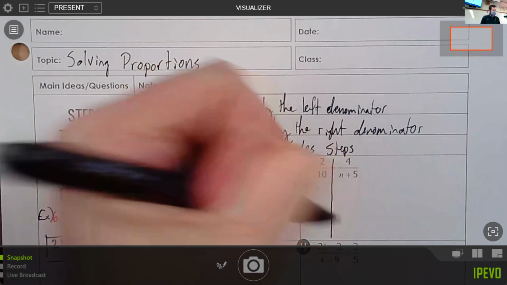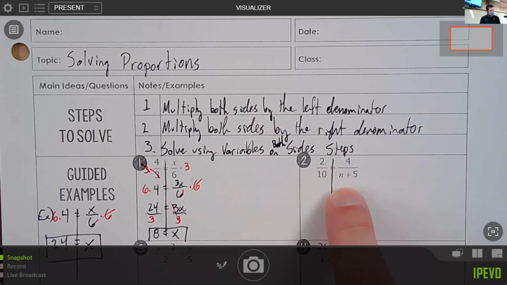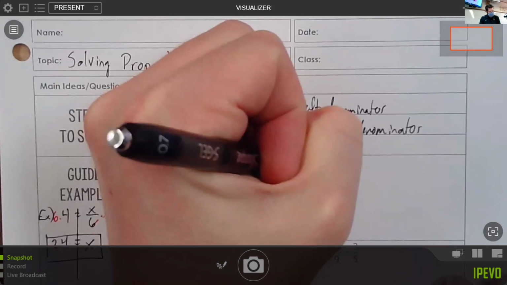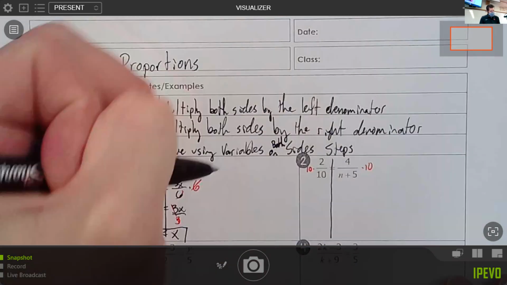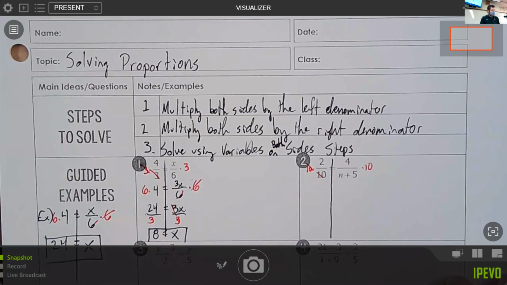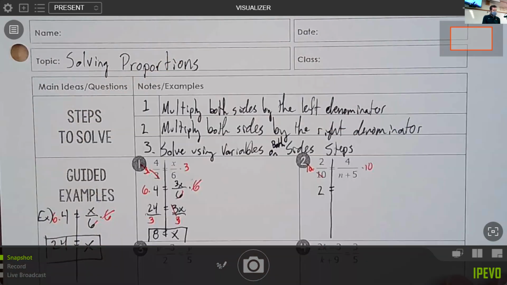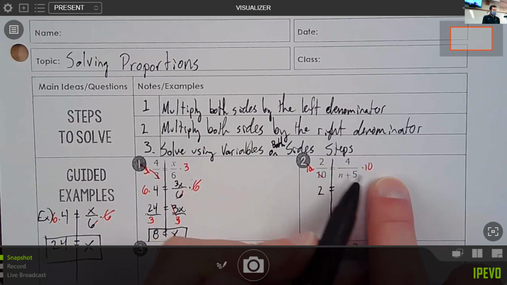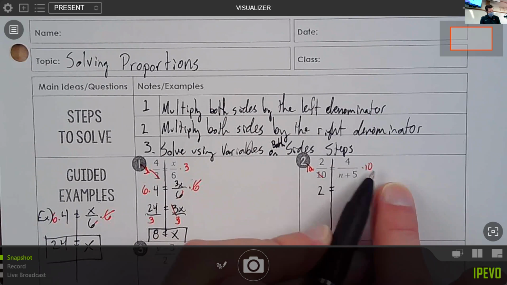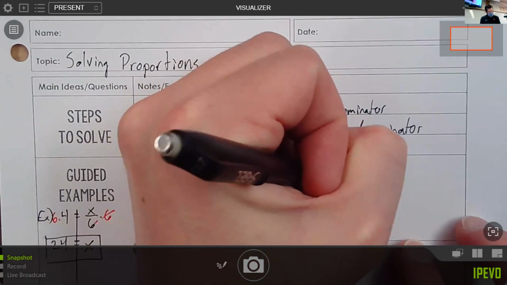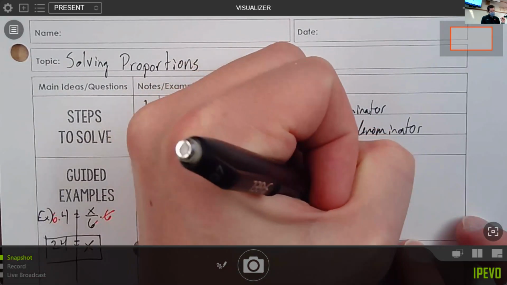We're going to multiply both sides by the left denominator. So multiply by 10 on both sides. So times 10, and then times 10. 10s cancel out on the left. We're left with the numerator of 2. On the right-hand side, we multiply the whole number by the numerator. So that'd be 40 over n plus 5.